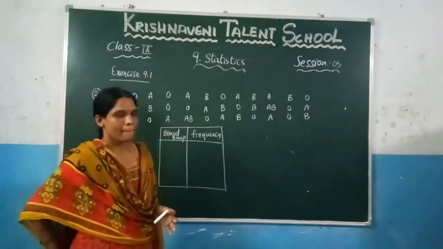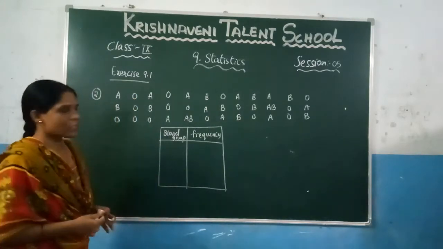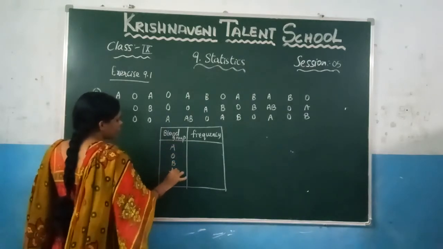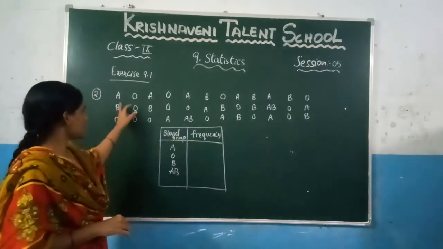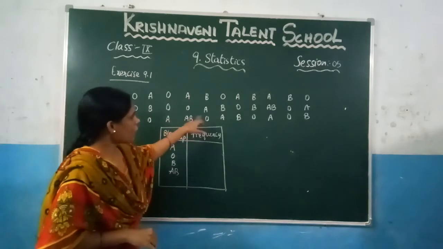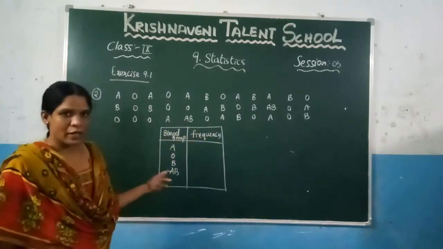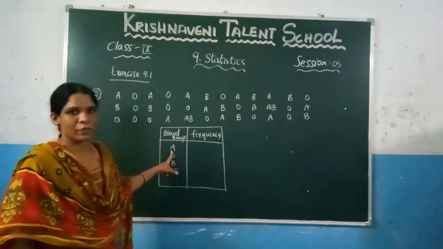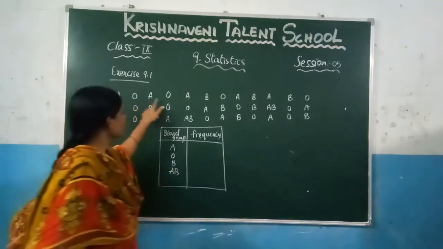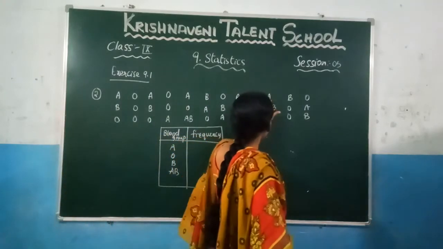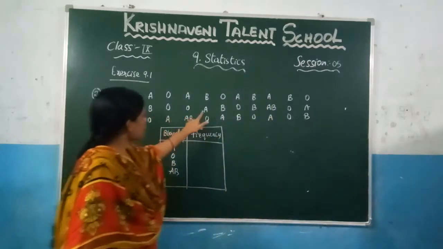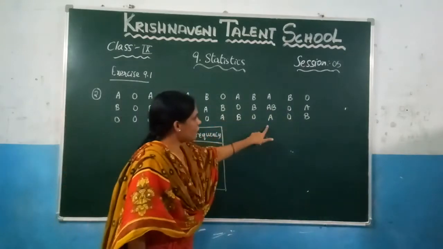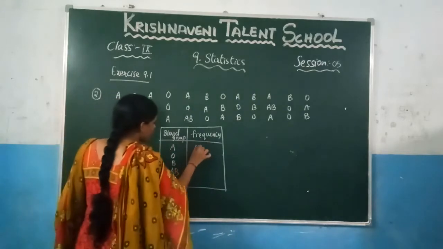So let us see here. How many blood groups can you observe? A is there, O is there, B is there, AB is there, right? These are the blood groups. Now you need to find how many persons have the blood group A. Let us count it here: 1, 2, 3, 4, 5, 6, 7, 8, 9, 10, right? 10 students have the blood group A.